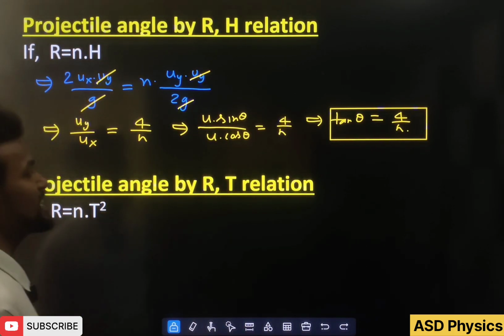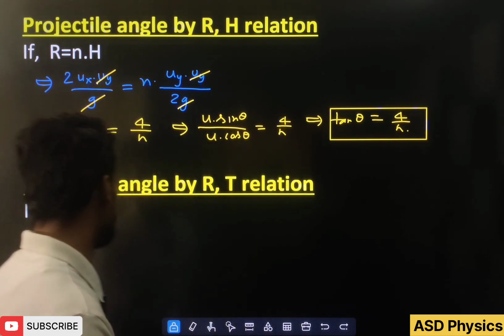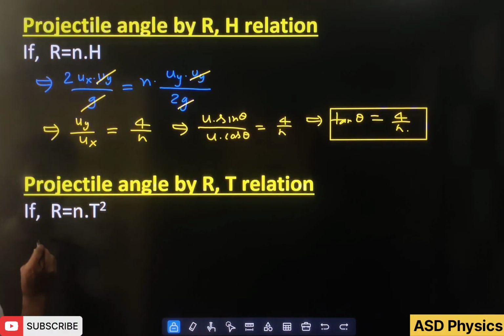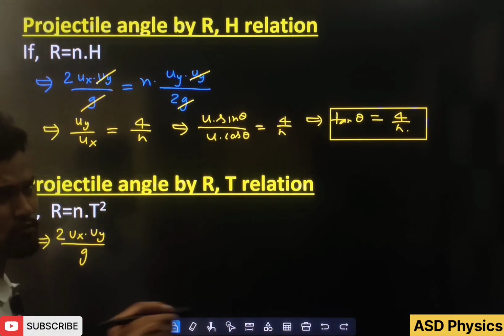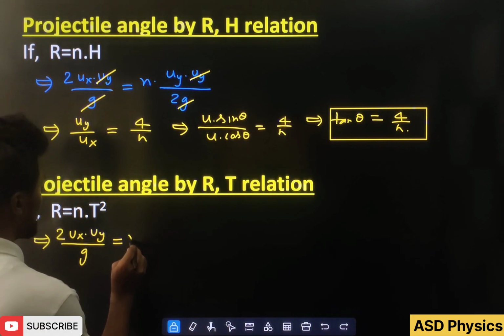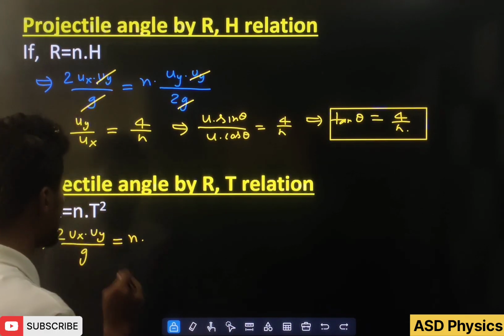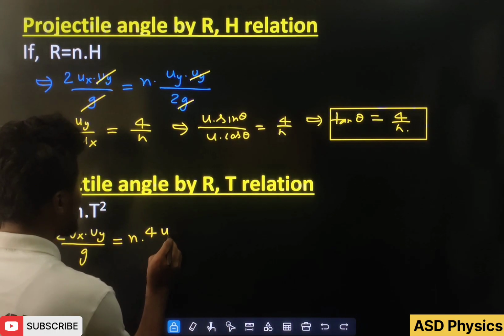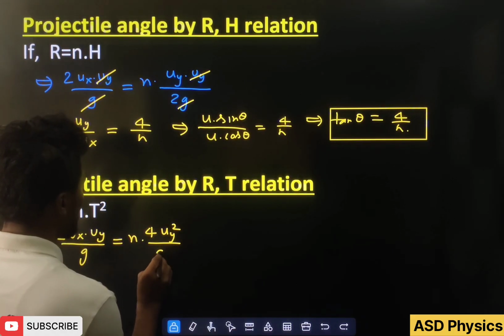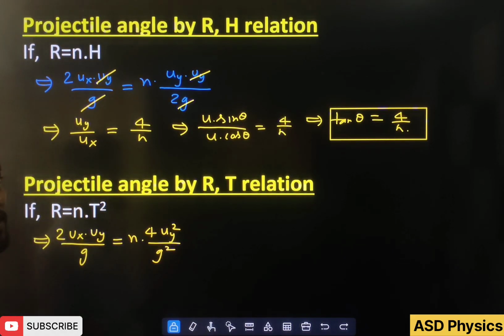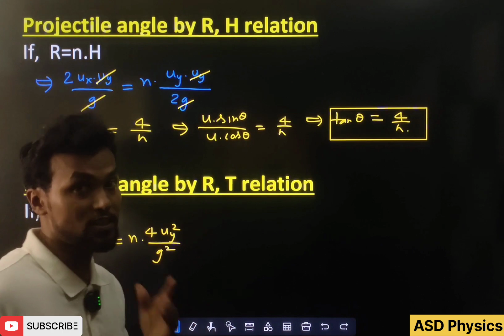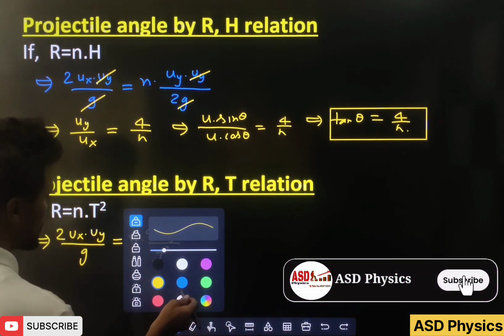Next one, see projectile angle by R-T relation. Here, if they are telling R equal to n t square, so what is R? Kindly say, R means 2 ux uy by g. Even if you write in angle form, it is no problem. Into n, what is t? T is 2 uy by g. So t square will become 4 uy square by g square, that is, 2 uy by g whole square. So this will come. After that we will cancel things.